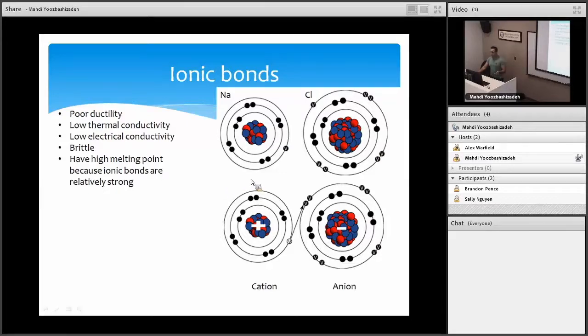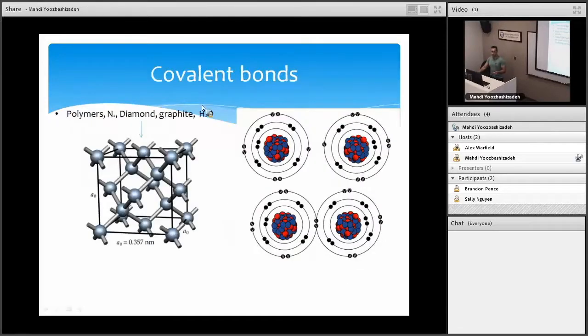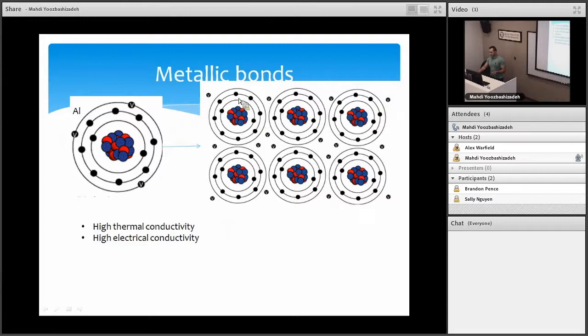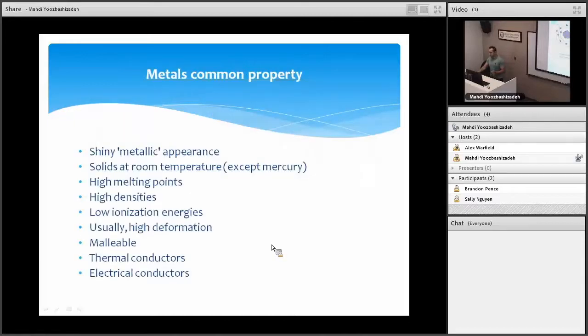Metals have a metallic bond. By this, it means that metals have a positive charge and you have electrons wandering around. Because of that, they have high thermal conductivity and high electrical conductivity.